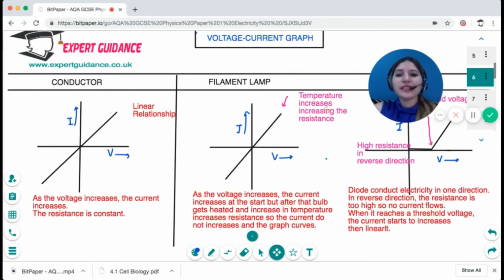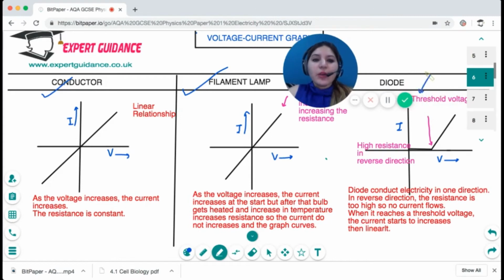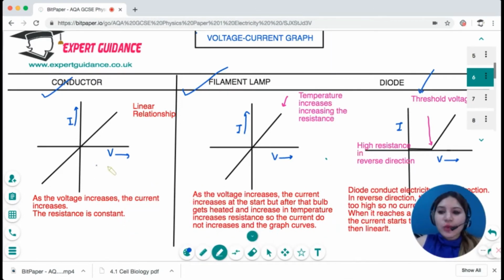All right, now this is a very important part. You need to draw voltage-current graphs of any conductor or a resistor, a filament lamp, and a diode. Now when we talk about a conductor, as the voltage increases, the current increases, there's a linear relationship, provided the temperature remains constant, and this is also known as Ohm's law.